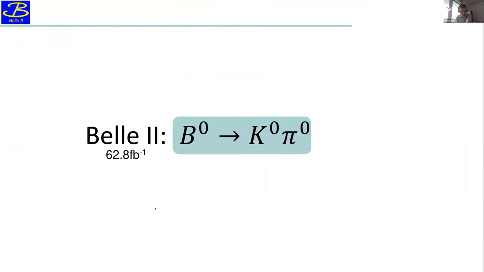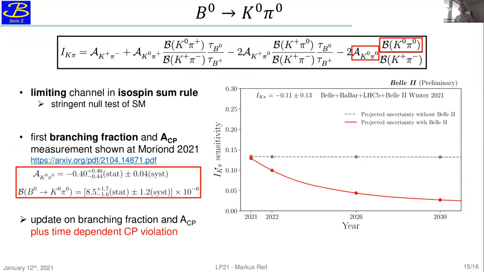The last analysis that I want to show you is a Belle or a Belle 2 analysis on an early data set, and it's a charmless channel, B0 to K0 pi 0. In these B to K pi decays, there exists a relation called the isospin sum rule, which is basically a clever combination of all the branching fractions of the four channels and their direct CP violation parameters. According to the standard model, this should be a very small value. So by measuring all of those quantities, we can have an experimental value and then compare it. So we can test the standard model.